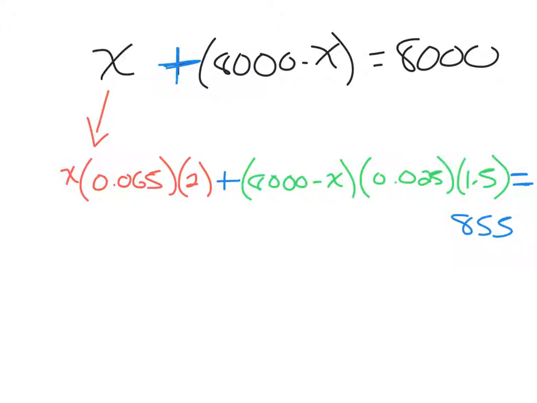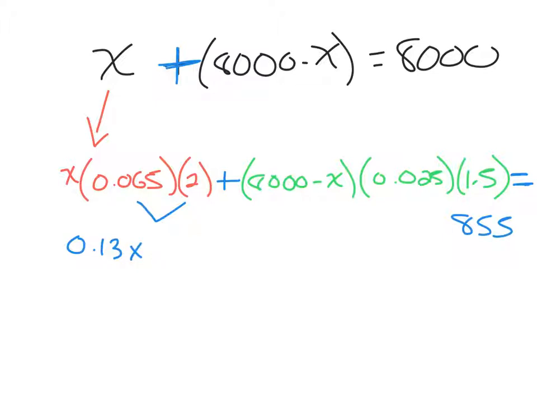So as long as we can solve for X, now we simply just have a linear equation, and we need to go ahead and solve for X. So remember, what we're doing here in red, we're multiplying all those numbers together. So we have 0.065 times 2 times X. So 0.065 times 2 is actually 0.13.